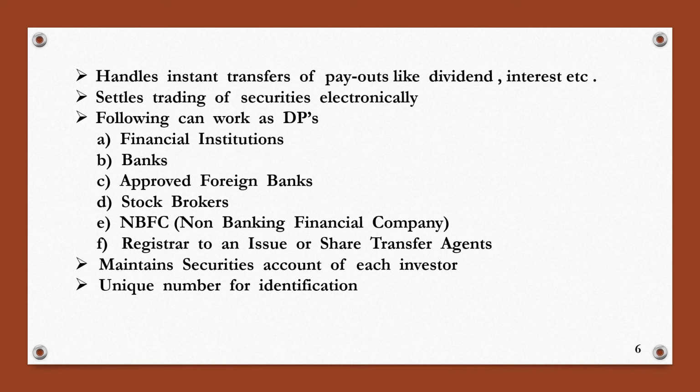Now, in order to identify each and every DP in the depository system, they are assigned a unique, that is a separate number through which they can be identified. Thus, you can see the importance, the role of depository participant in the entire functioning of the depository system.